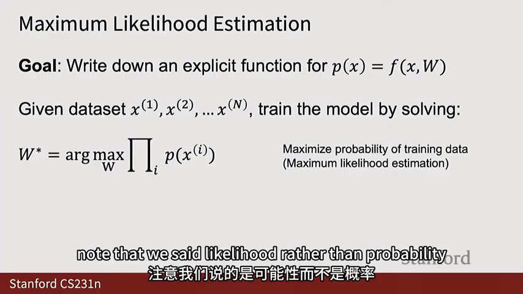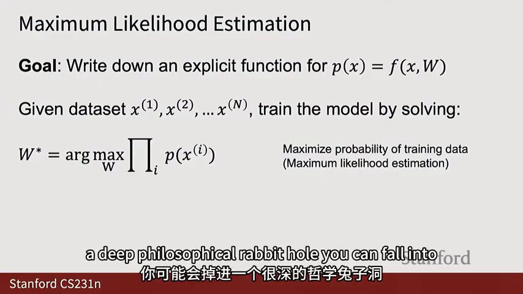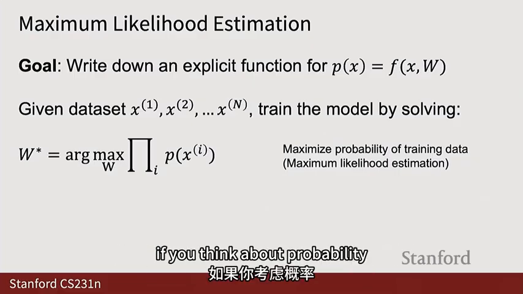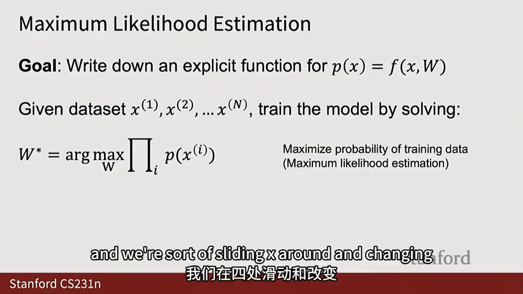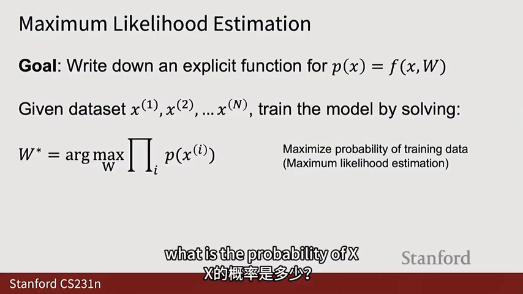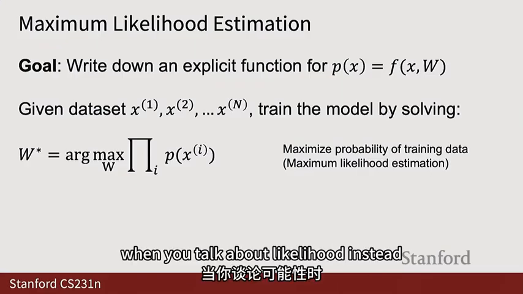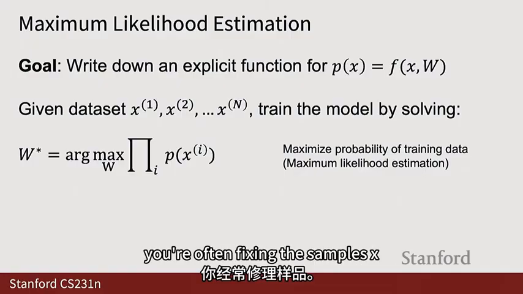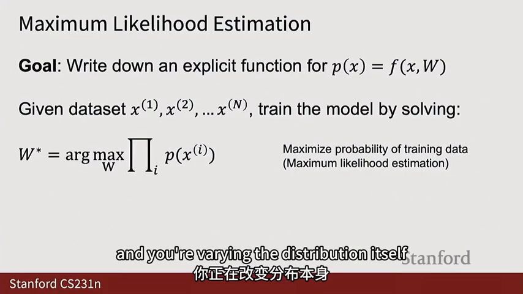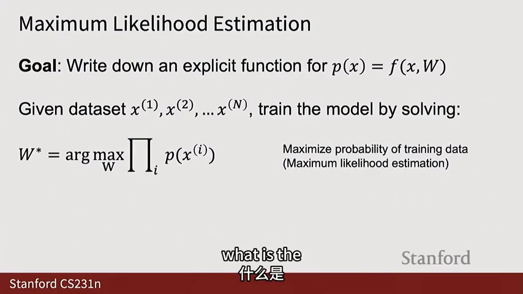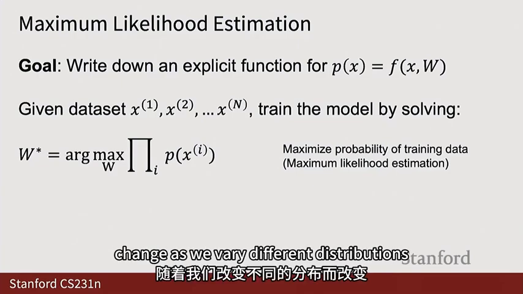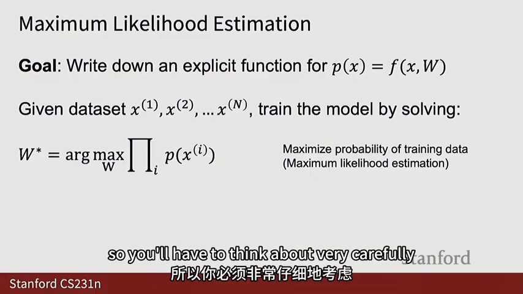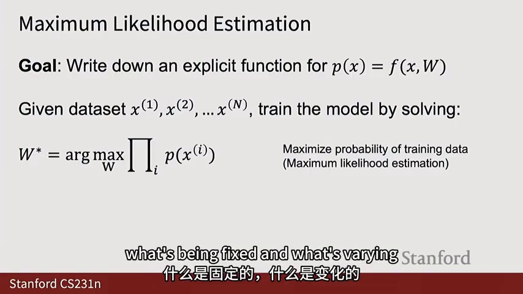Note that we said likelihood rather than probability. That's a deep philosophical rabbit hole you can fall into. The difference is what we're varying. If you think about probability, you imagine that the density is fixed and we're sliding X around and changing the probability of X under a fixed distribution. When you talk about likelihood, instead you're often fixing the samples X and varying the distribution itself, and asking how the probability density of those samples changes as we vary different distributions. So you have to think very carefully in these equations about what's being fixed and what's varying.